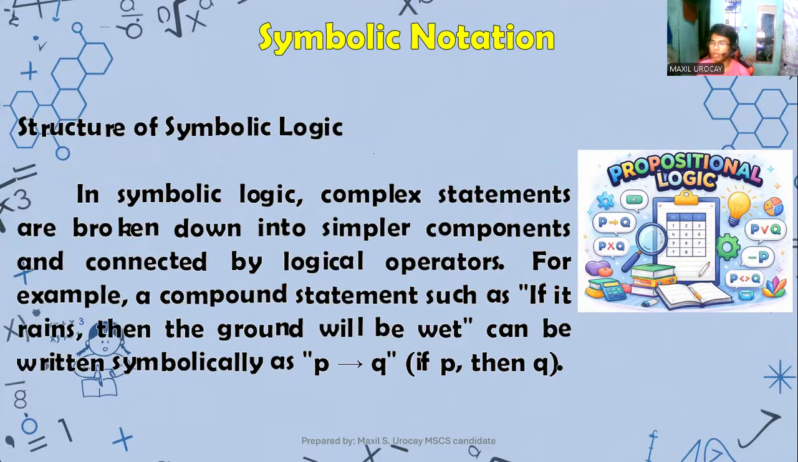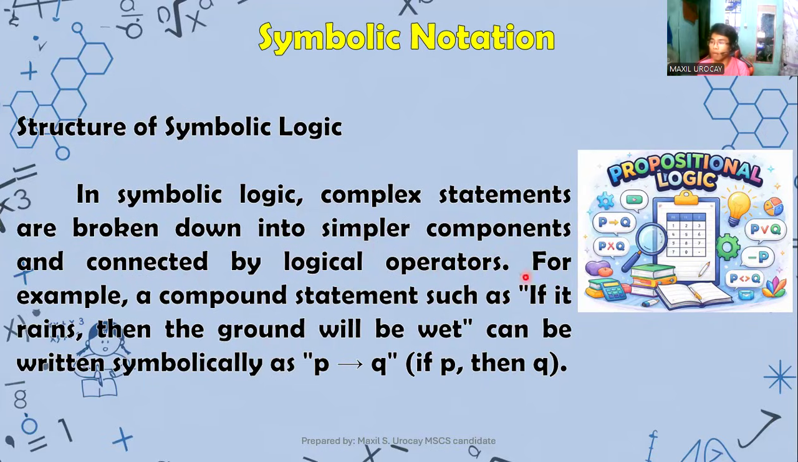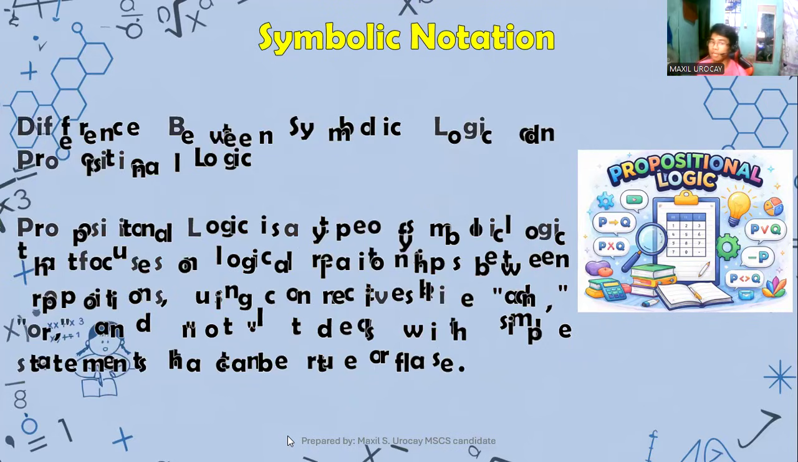So say, for example, this is a structure in symbolic logic. In symbolic logic, complex statements are broken down into simpler components and connected by logical operators. For example, a compound statement such as if it rains, then the ground will be wet, can be written like this. P is for if it rains, then Q is for the ground will be wet. This particular arrow is for if-then. So if P is it rains, then Q is the ground will be wet. You will begin to quantify that as: if P, then Q. That's how it works. This is really going to be amazing.